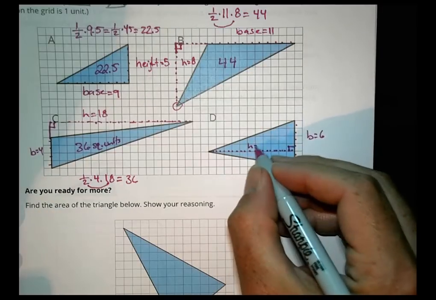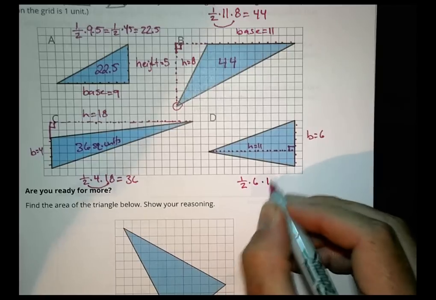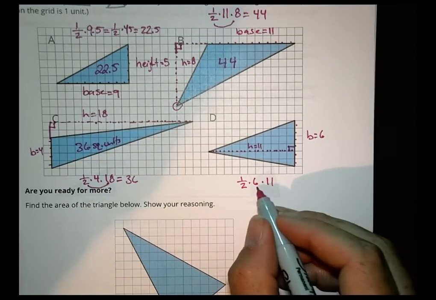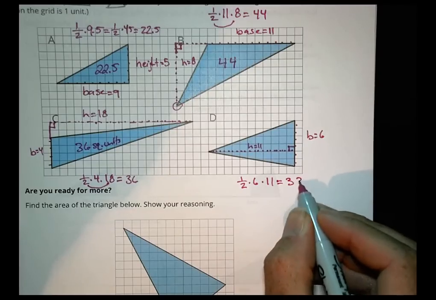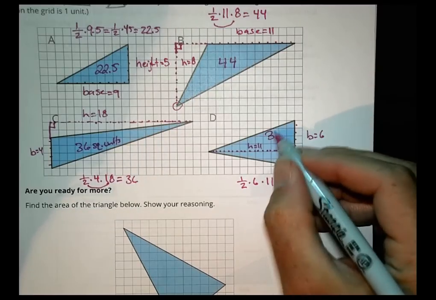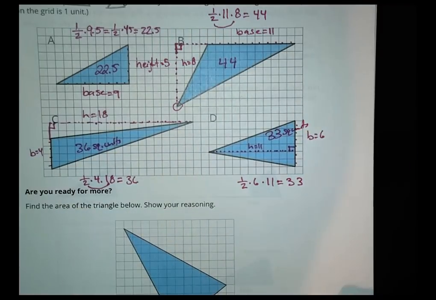And so the area would be 1/2 of the base times the height. Half of 6 is 3. 3 times 11 is 33. So we have an area here of 33 square units. So those ones are nice.